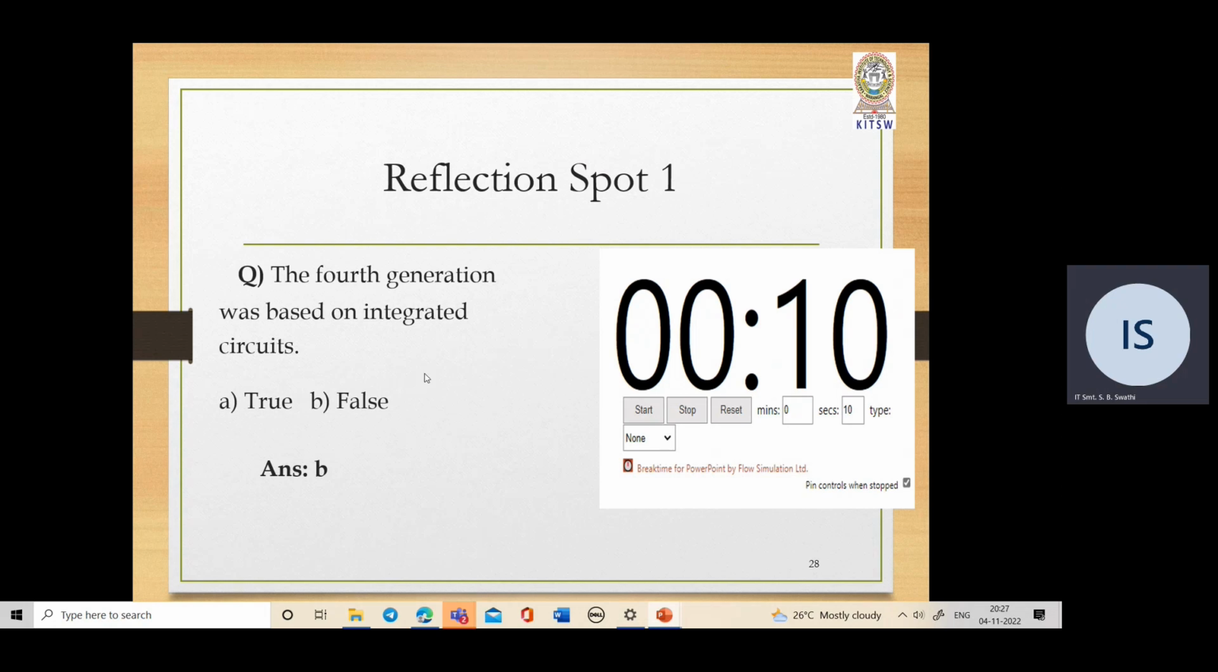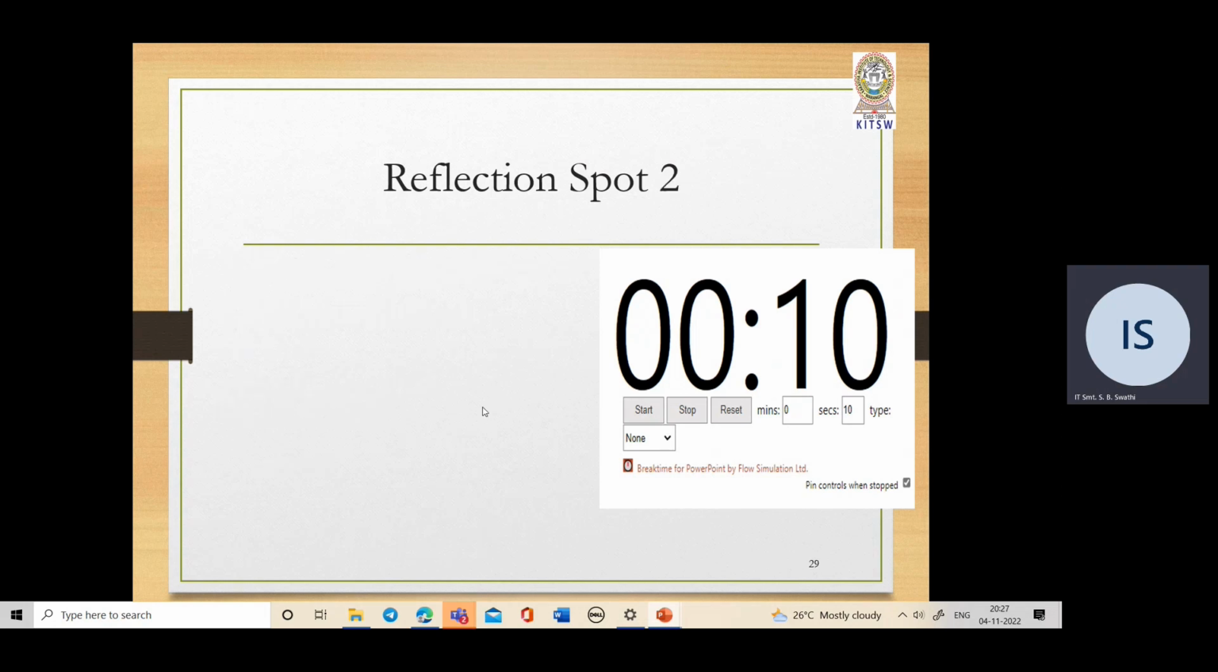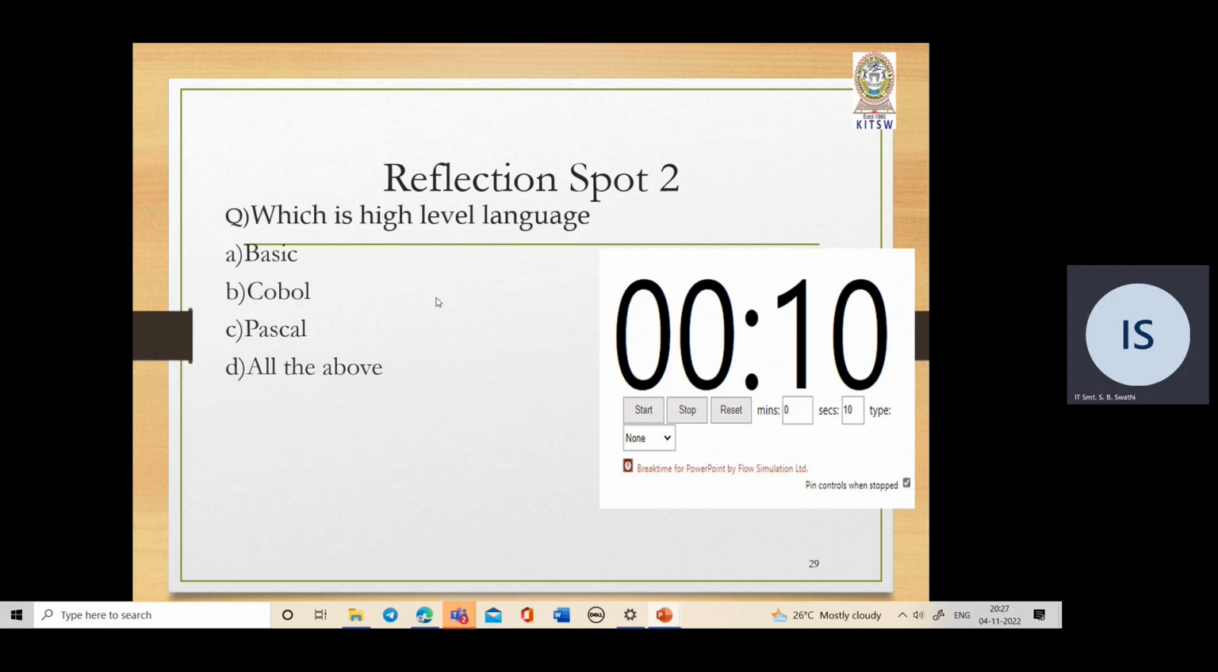If your answer is correct, then go to the next slide. Otherwise, just go back through the previous slides. Among these, which is the high level language? Try to answer, students. So all these programming languages are high level languages.